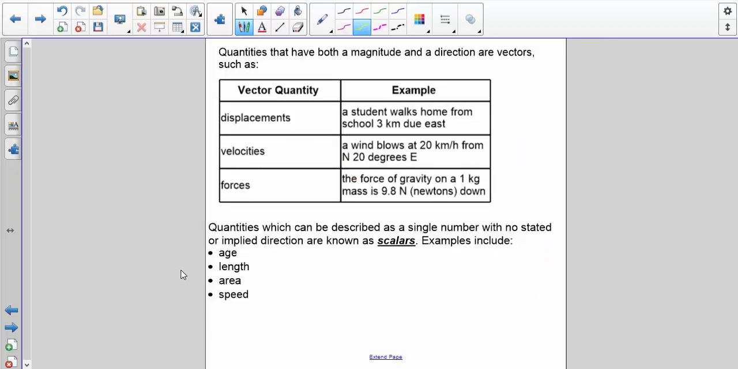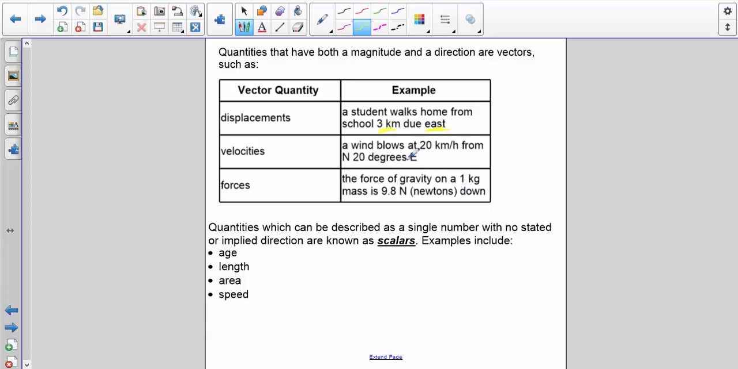Okay, so here are a couple of examples of things that require vectors. You can recall what I said in the intro. All three of those are very physics-heavy concepts, right? Displacement, velocity, forces. All of those are things that you would see in a physics class if you haven't already. These are all considered vectors because they have direction and they have a magnitude associated with them. So this student walking home from school 3 kilometers due east: that 3 kilometers is its magnitude, and the direction is east.